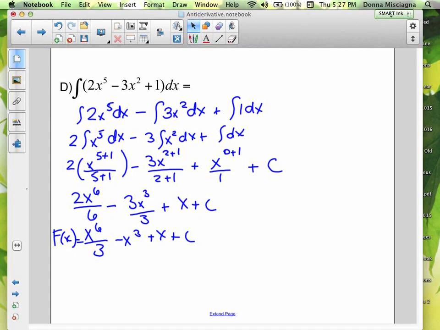So if we take the derivative of f of x here, the 6 would move in front. We'd have 6x to the 5th divided by 3. The 6 and 3 would cancel, so that would be 2x to the 5th, which is what we started with. We take the derivative of x cubed. That would be 3x squared, which is what we have. And then the derivative of x is 1. That's what we have up there.